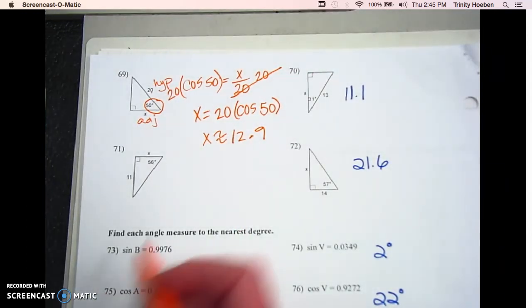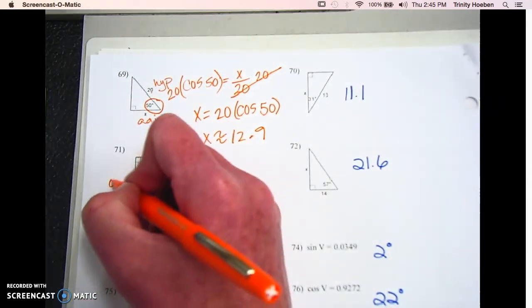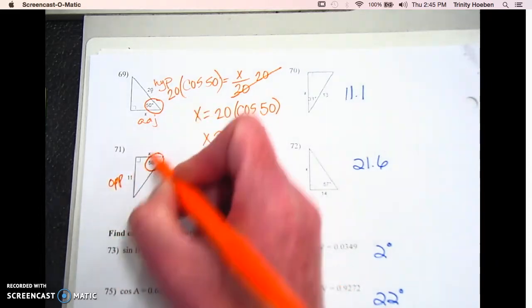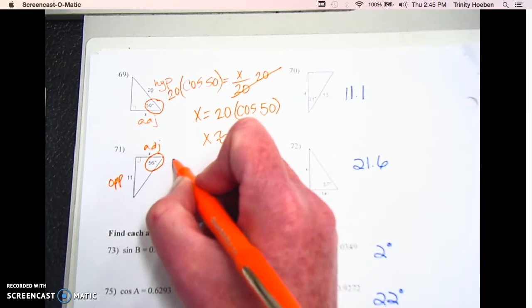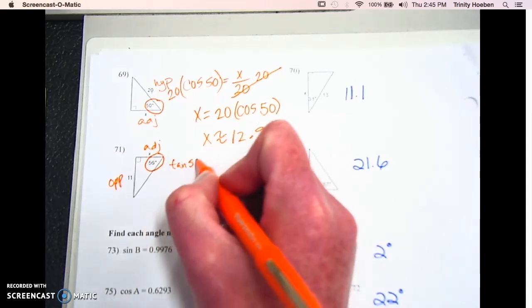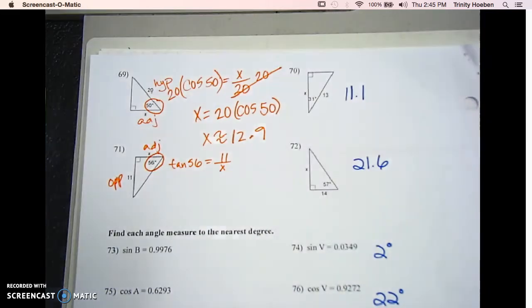Number 71. Here's our angle that's labeled. So the 11 is opposite, and the x is adjacent. So that means we're going to use the tangent of 56. Set that equal to 11 over x, okay?